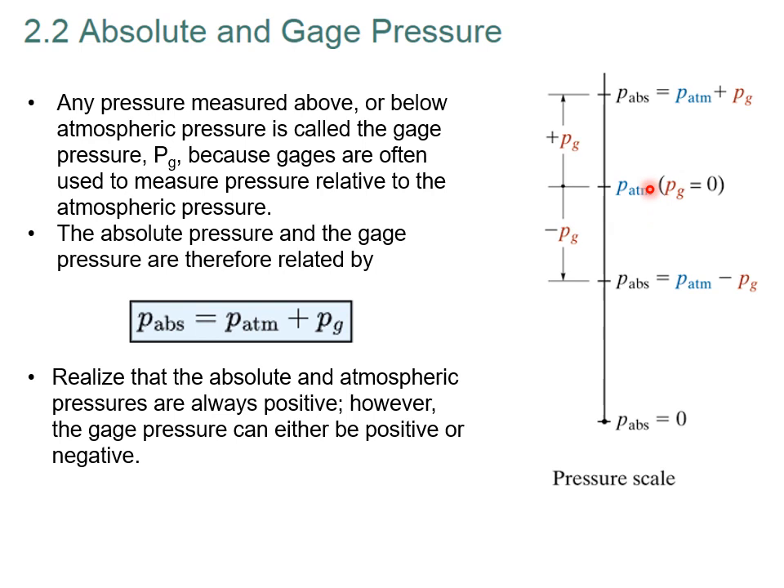So if you're above atmospheric pressure, you can simply add atmospheric pressure and the gauge pressure to find the absolute pressure, and if you're below that, you can subtract them to find it. So either way, the relationship between absolute pressure and gauge pressure is given by the following formula: P absolute is equal to P atmospheric plus P gauge. Now you have to keep in mind that absolute pressures are always positive. However, the gauge pressure can be either positive or negative, depending on if you're below atmospheric or above atmospheric.